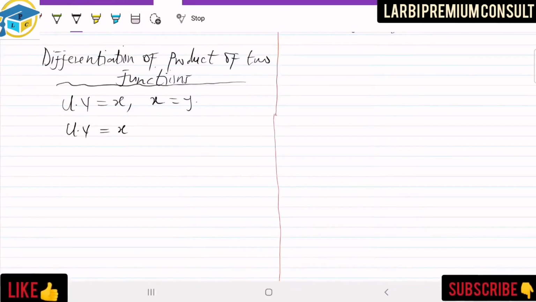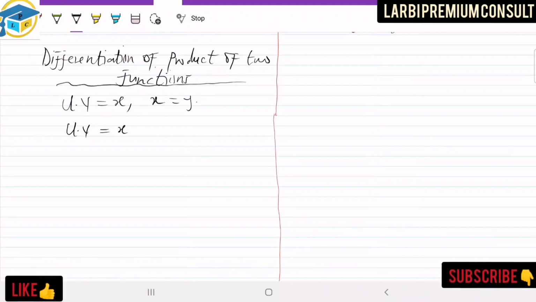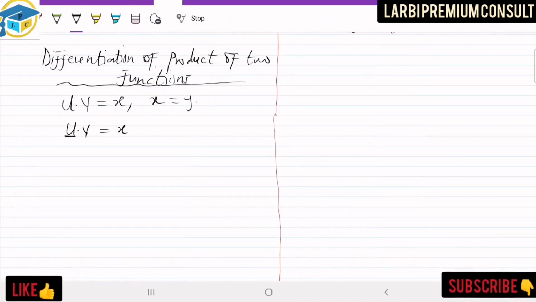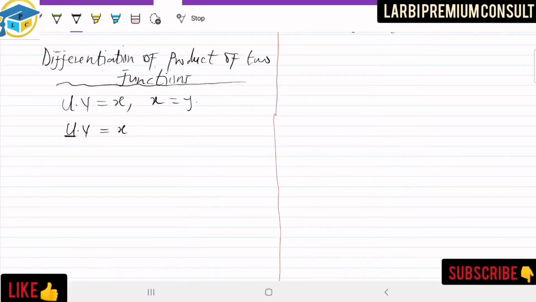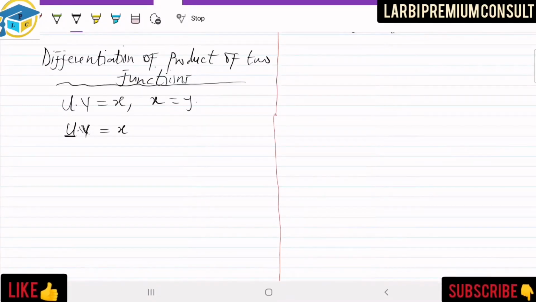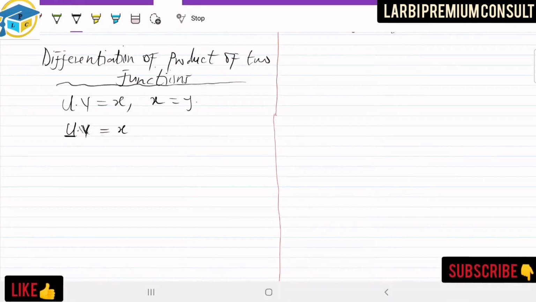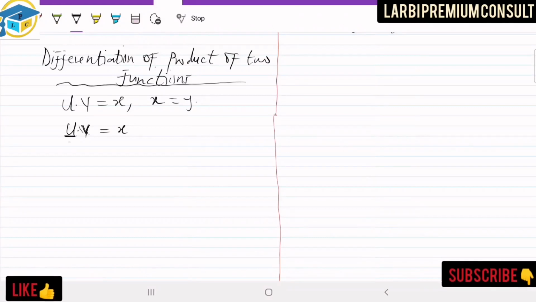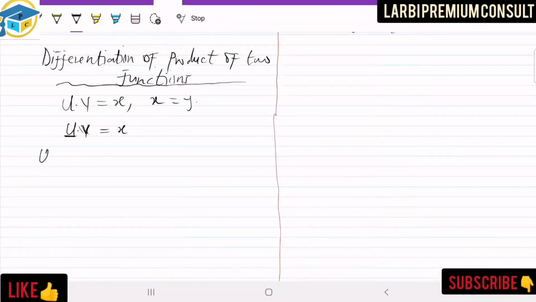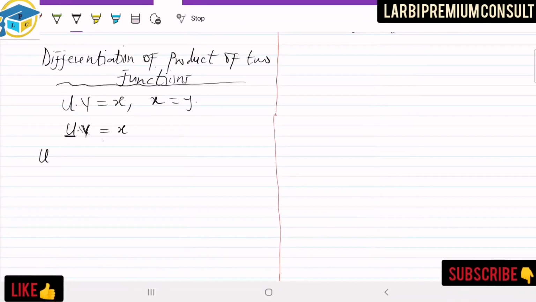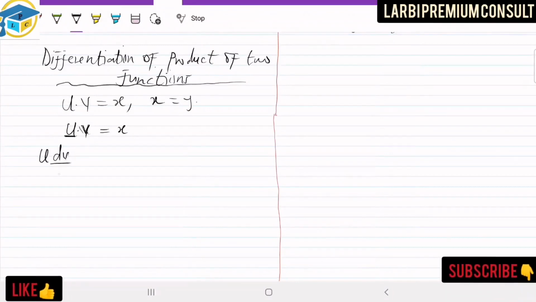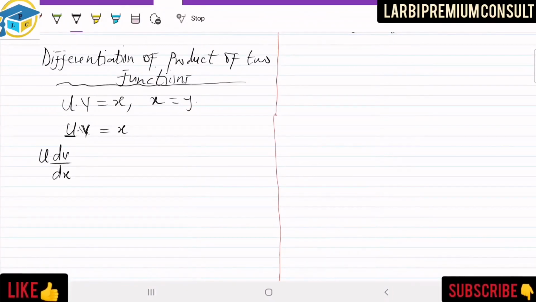So this is how it's undertaken. First thing that you need to do when you are differentiating a product of two functions is to hold the first function and differentiate the second function. After that, that results in addition, then you hold the second function and differentiate the first. So I'll first of all hold the u, so it becomes u. Now differentiate the v with respect to x. So it's going to be u dv over dx. I hope that is clear.